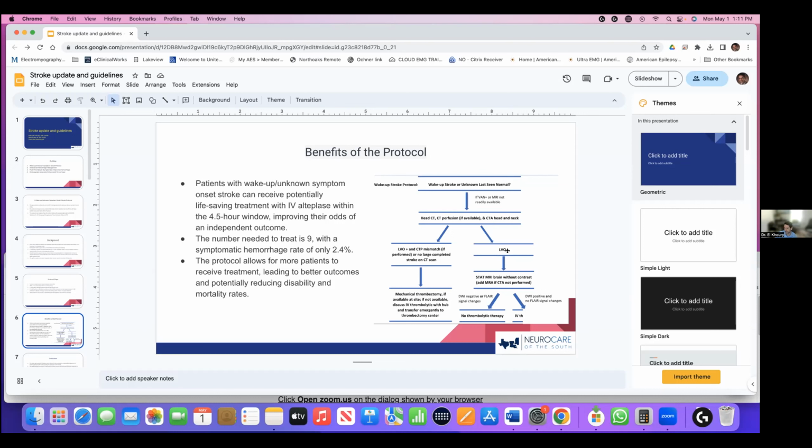If they are LVO negative and they are wake-up stroke, and they are within the 4.5 hours from waking up, you do a stat MRI. If there's DWI negative or FLAIR signal changes, so you're already seeing T2 FLAIR changes on MRI, then you don't treat them. If the DWI is positive and you don't see a FLAIR abnormality on MRI, then you go ahead and treat the patient.